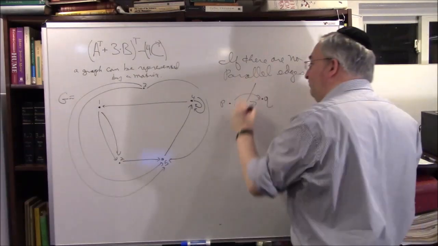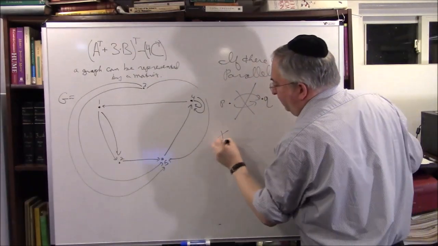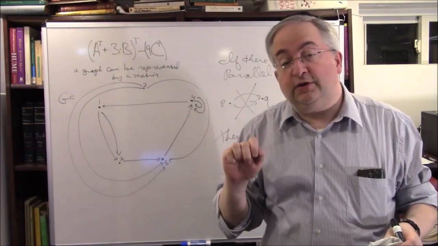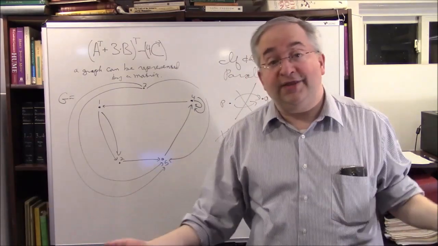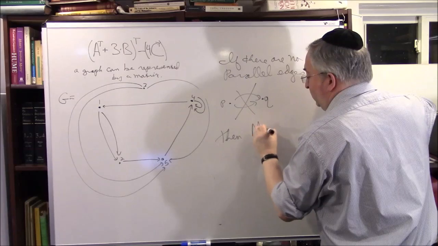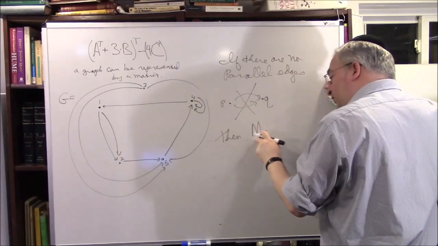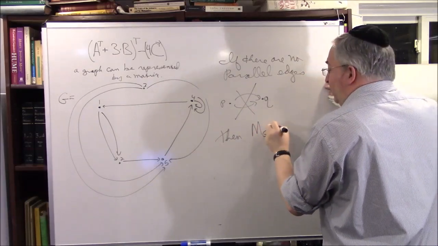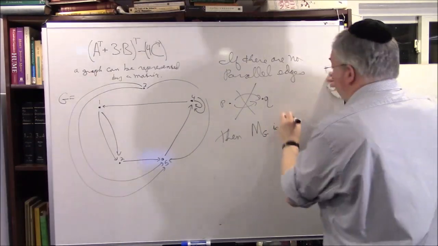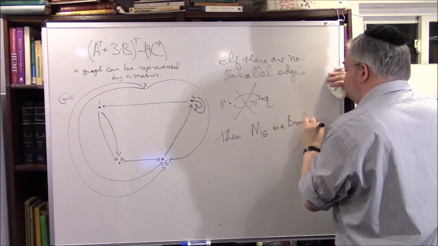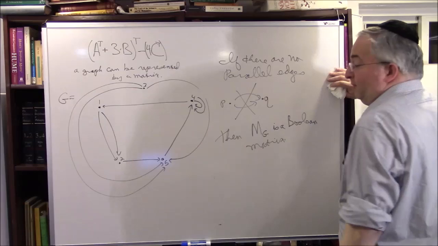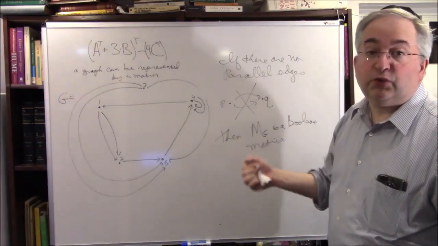If you do not have parallel edges, then between any 2 points you either have 0, nothing there, or 1 there. Then M of G, given a graph, the matrix of it is a Boolean matrix. Boolean matrix means it only has zeros and ones.